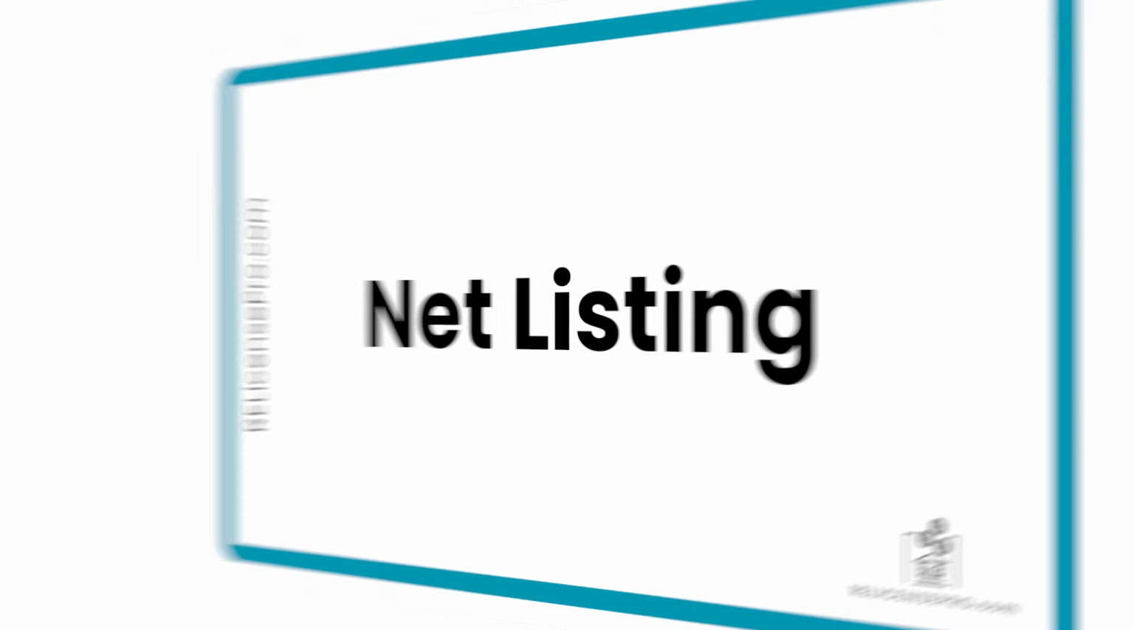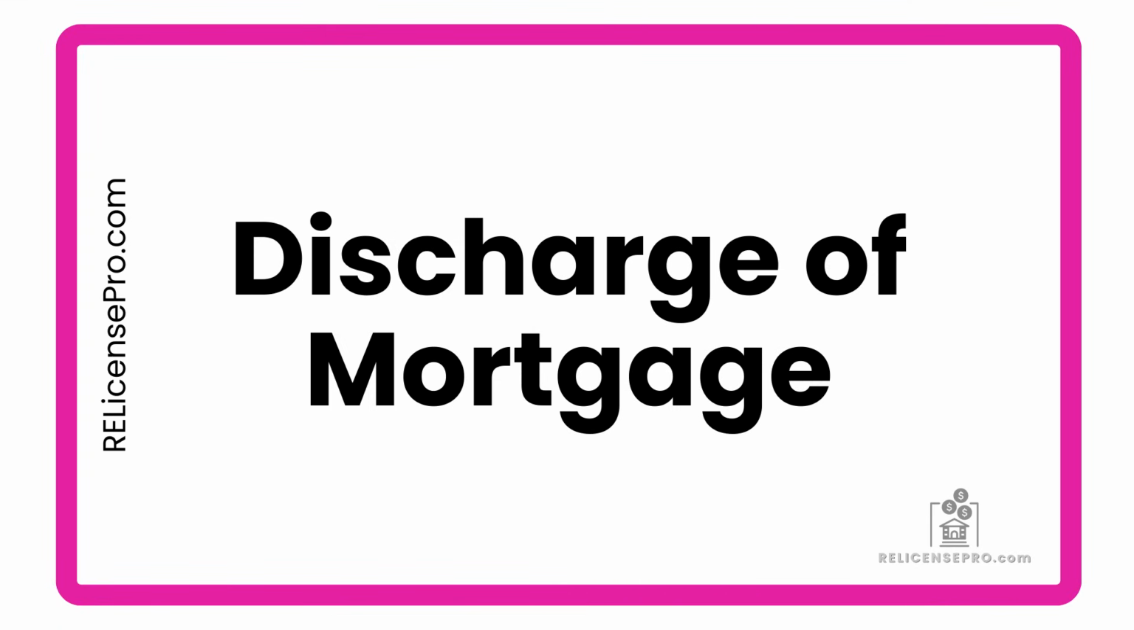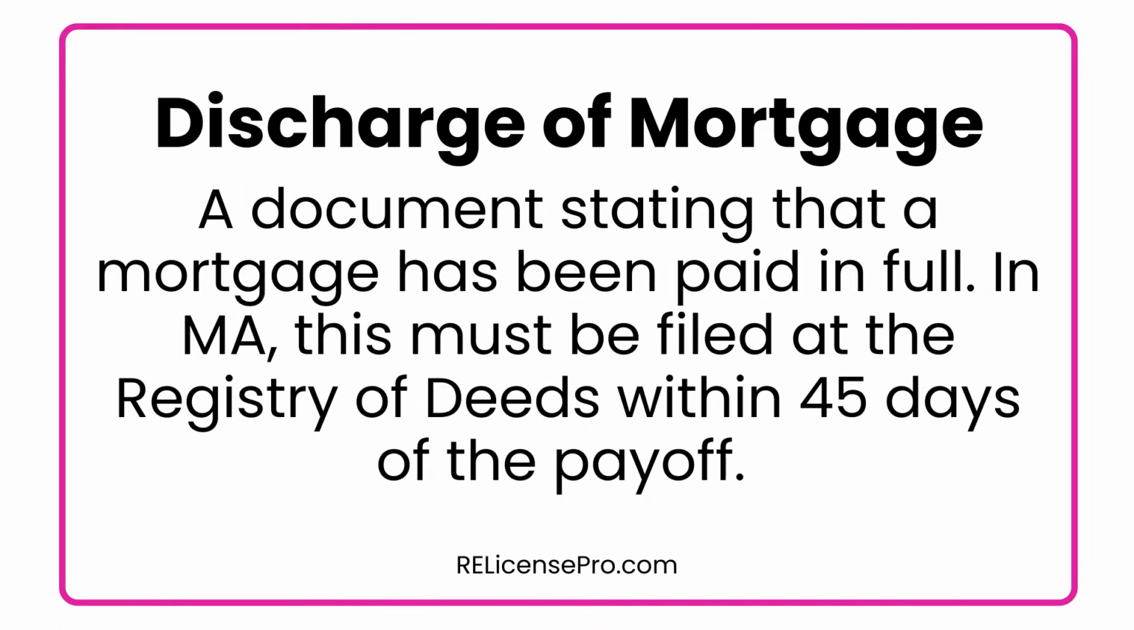Net listing. A net listing is a listing agreement in which the broker gets to keep the difference of a property's sales price over what the seller stated was their desired price. Please note that here in Massachusetts, net listings are illegal. Discharge of mortgage. The discharge of mortgage is a document stating that a mortgage has been paid in full. In Massachusetts, this must be filed at the Registry of Deeds within 45 days of the payoff.